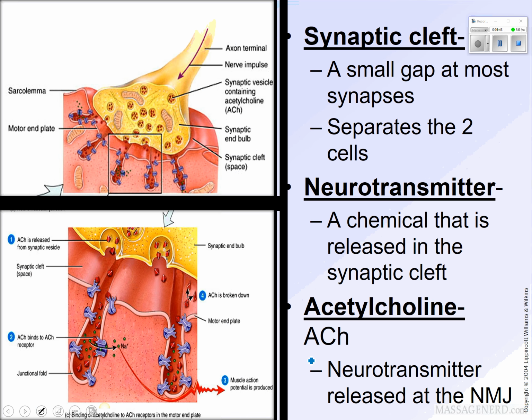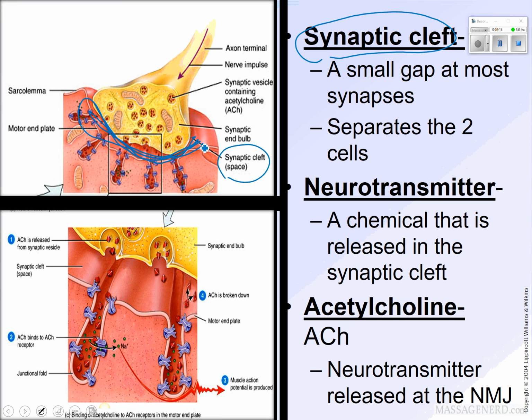So first, we're going to talk about a few definitions. At most synapses, what you're going to have is what they refer to as a synaptic cleft. If you look over here, the cleft is just this little space between the neuron and the muscle. So it's just a small gap at most synapses.